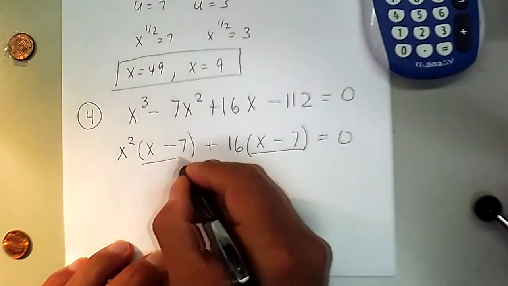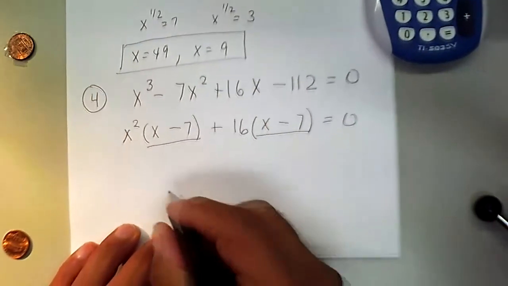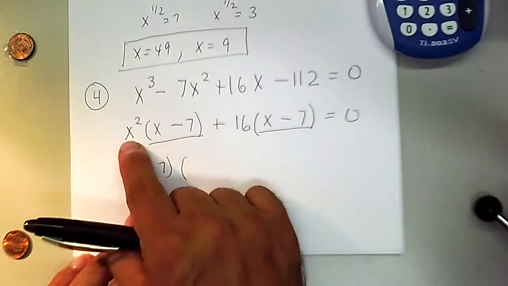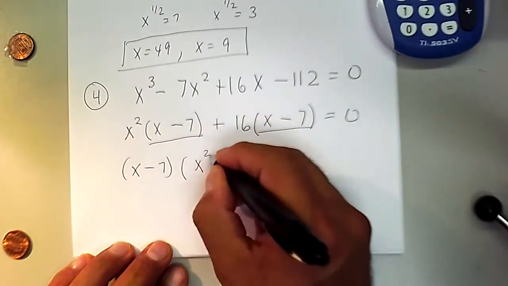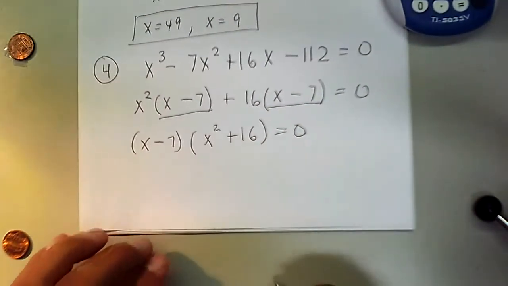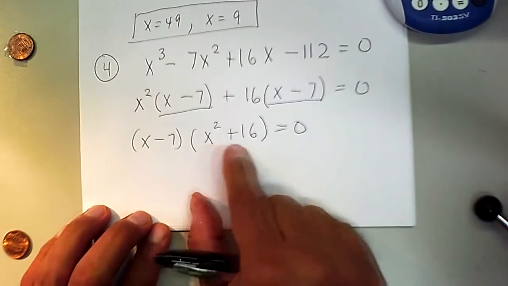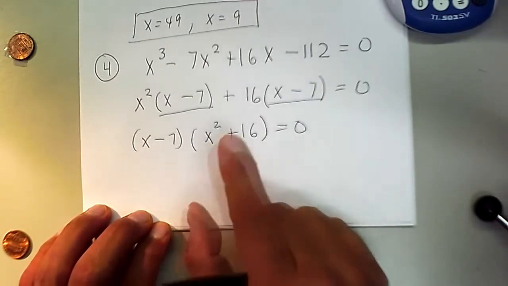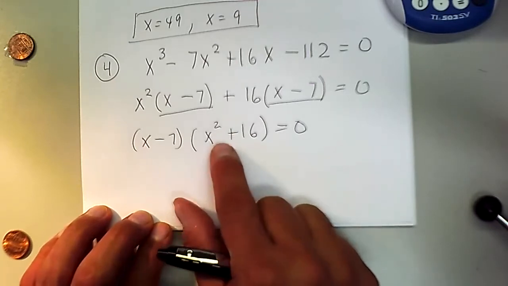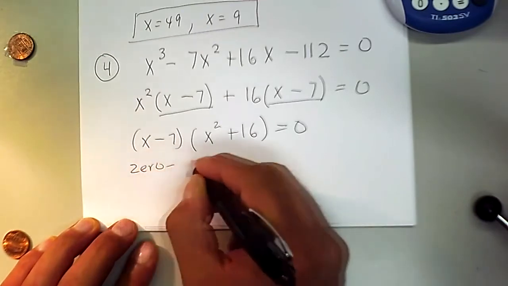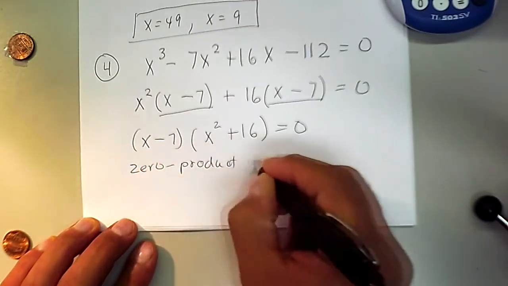Now, what do they have in common? X minus 7. So we may factor that out. So we have x minus 7 quantity x squared plus 16 equal to 0. Okay. I cannot think of factoring this immediately because this is not a difference of squares. We know how to factor difference of squares. This is a sum of squares. It factors similarly if we were to factor it, but instead I'm just going to use the zero product property.